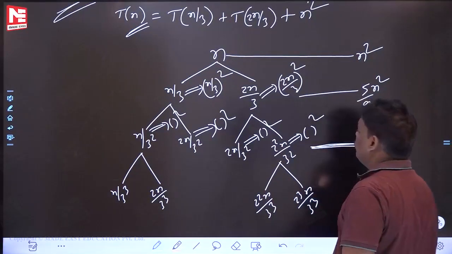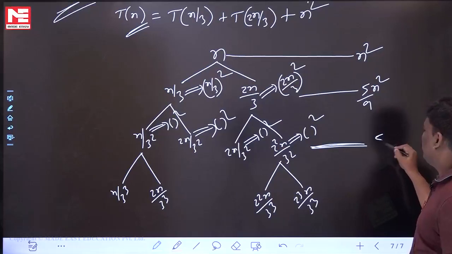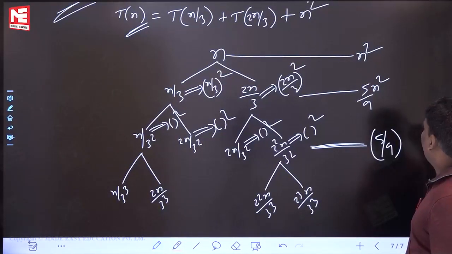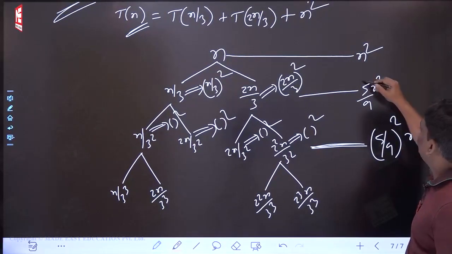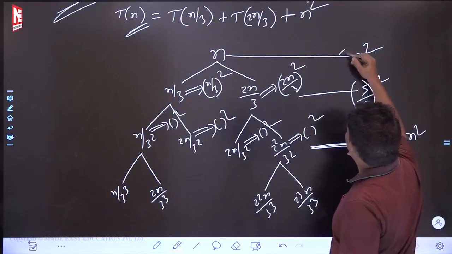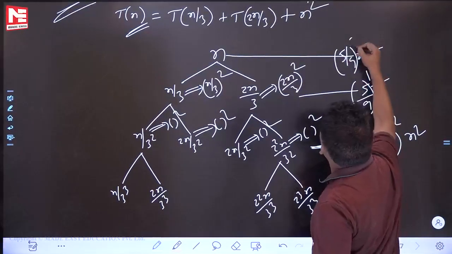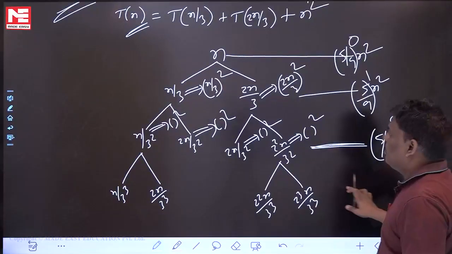Add them all, and if you want, you can verify. It is (5/9) squared, n squared will come. It is (5/9) to the power 1 times n squared. It is (5/9) to the power 0 times n squared. Right, like that. Now can you help me?